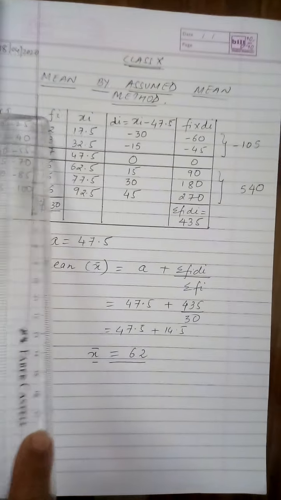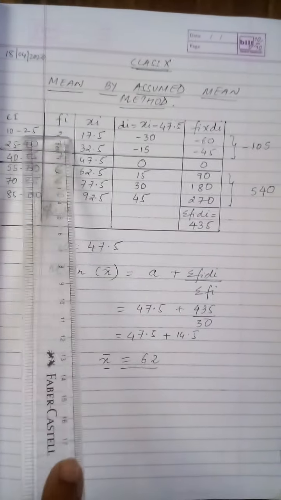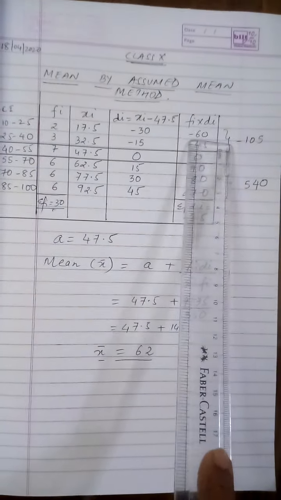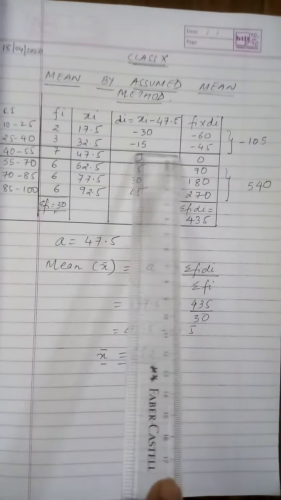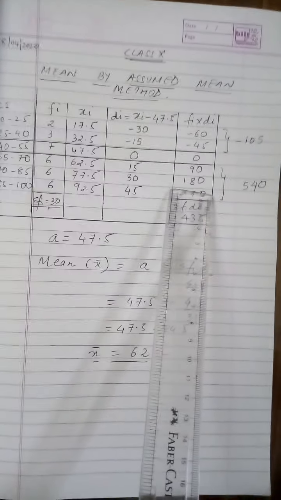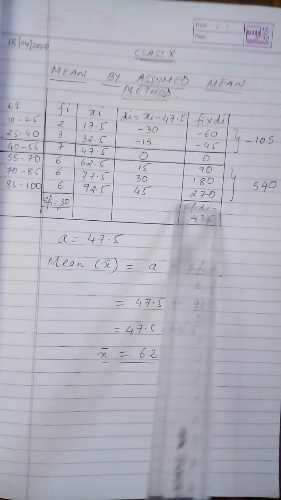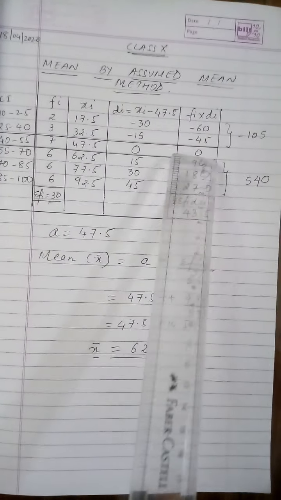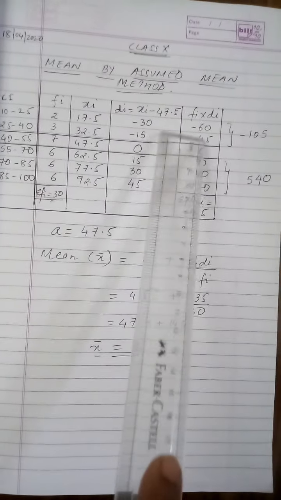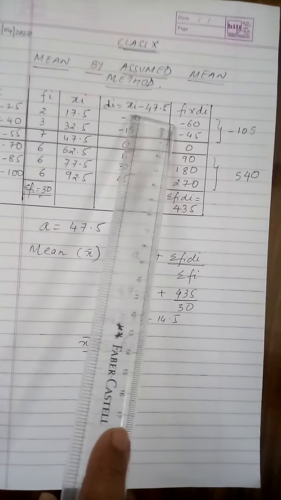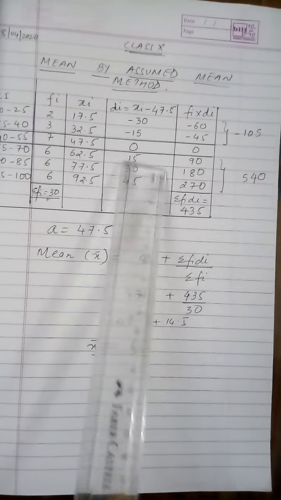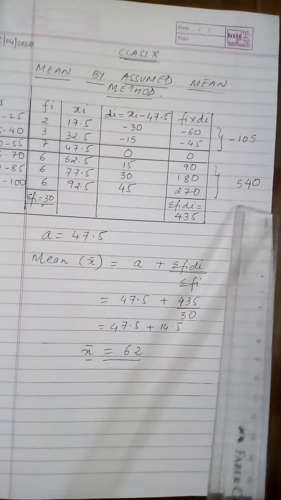Now the last column is fi di. Here I multiply each value of fi by the corresponding value of di. So I multiply 2 by minus 30, I get minus 60. I multiply 3 by minus 15, I get minus 45 and so on. I get all the values of fi di. Now to find the total of fi di, above 0 I have negative values, below 0 I have all positive values. So I add the values above 0, that is the negative values, 60 and 45, which give me minus 105. The positive values when added together give me 540.